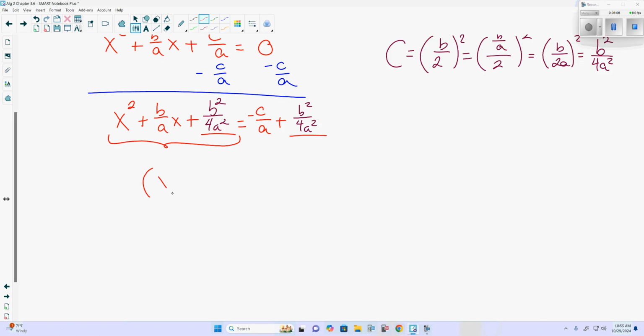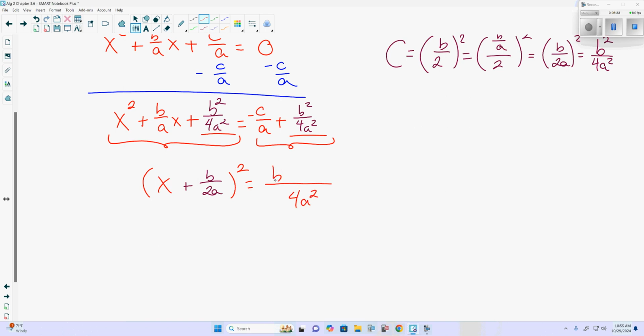This side factors, just like we had yesterday with completing the square. We do have a single set of parentheses with x, and what goes inside the parentheses is the sign and term before we squared it to find c, which is going to be our positive b over 2a. On the other side, we need to combine these like terms.